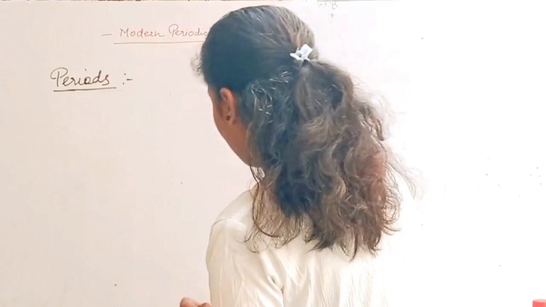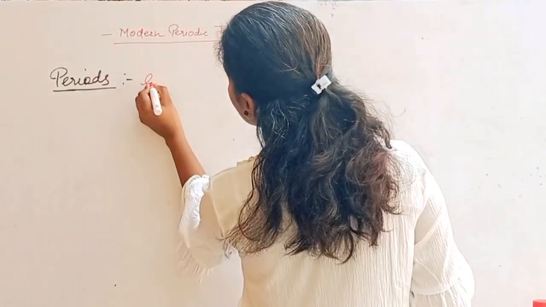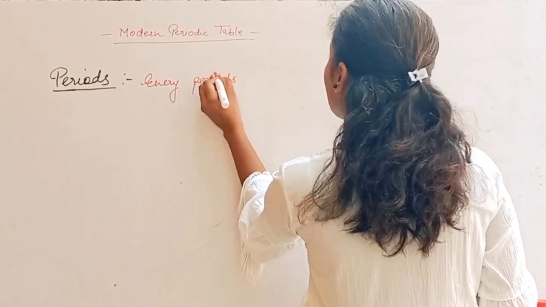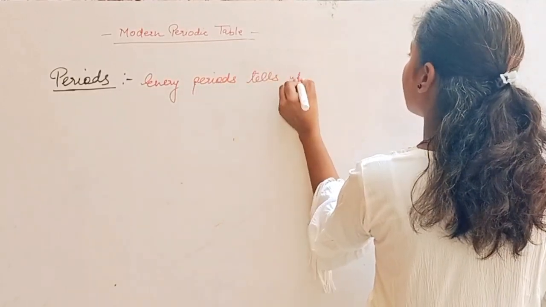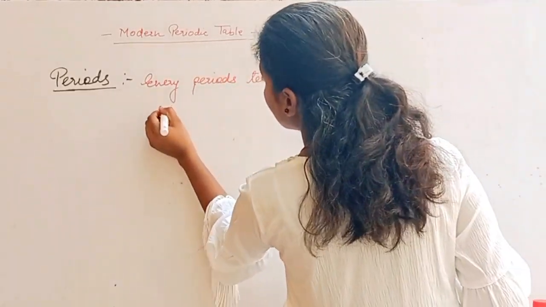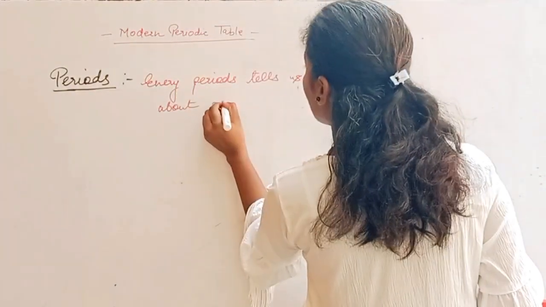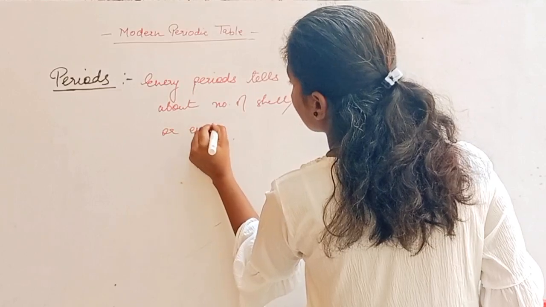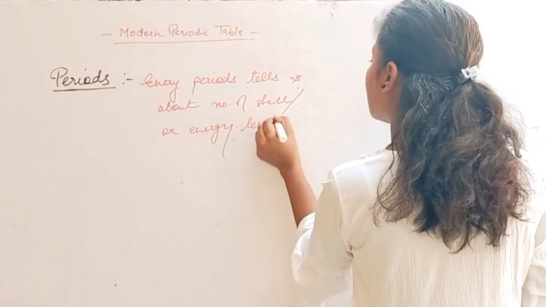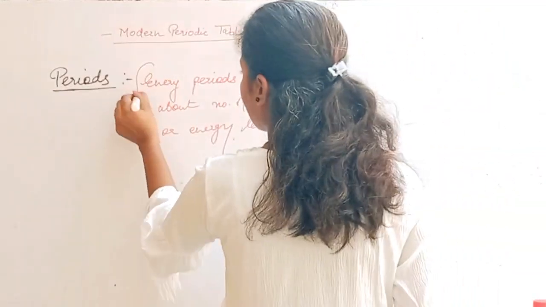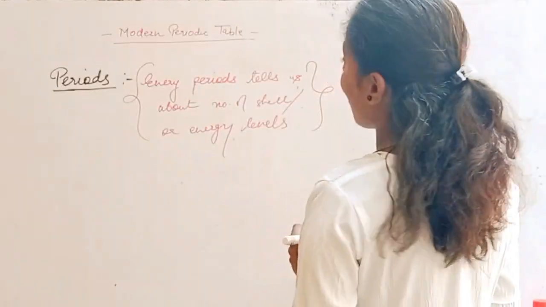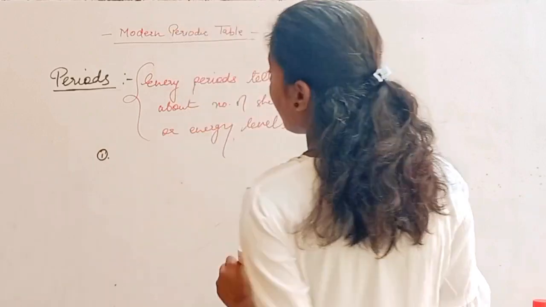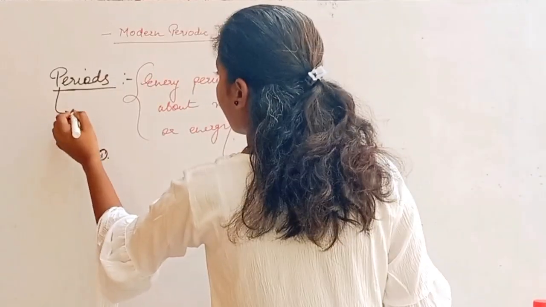Okay. Now the periods tell us about the number of shells or the energy levels of the elements. Now let's talk about the example. I could check the period number 1. Let's take it, and you all know there are 7 periods.